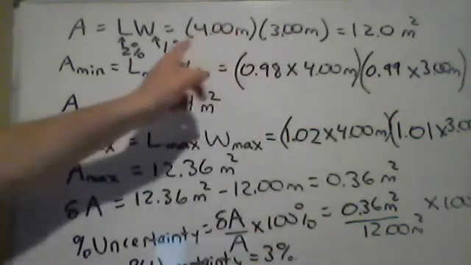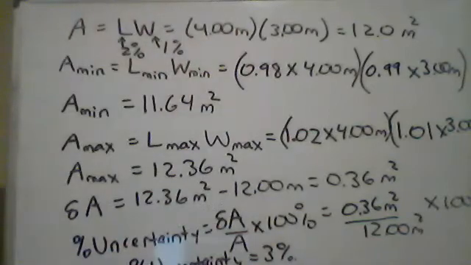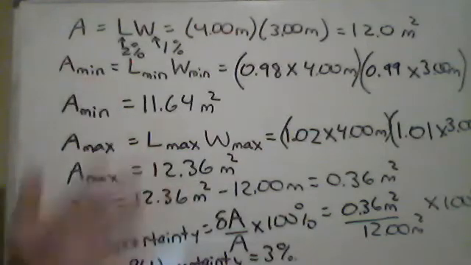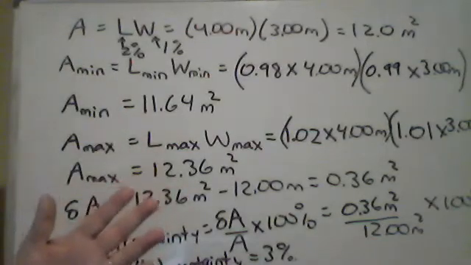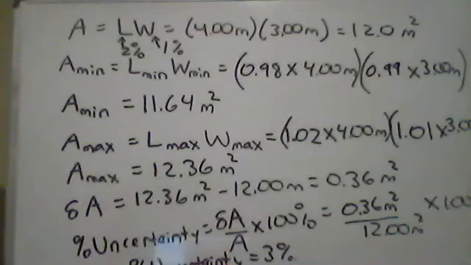And again, for width, well, what's that going to be? Well, it's plus or minus 1%. That means the smallest the width can be is 99, or it's 1% less, or 99% of the value. And the largest it could be is 1% more, 101% of the value.